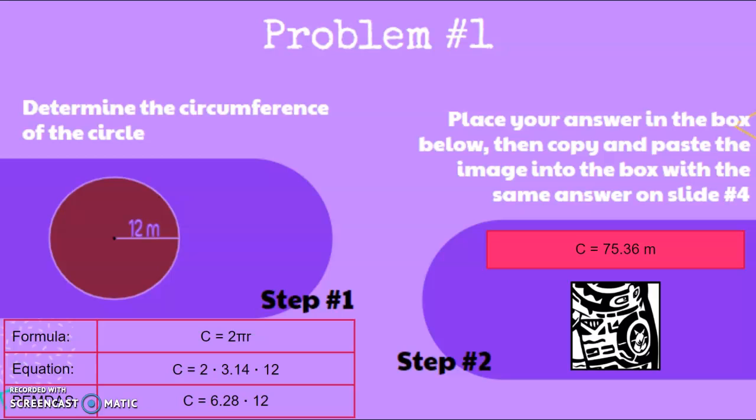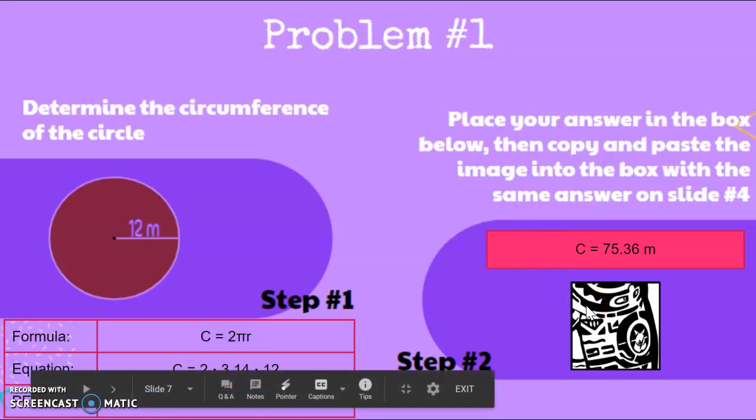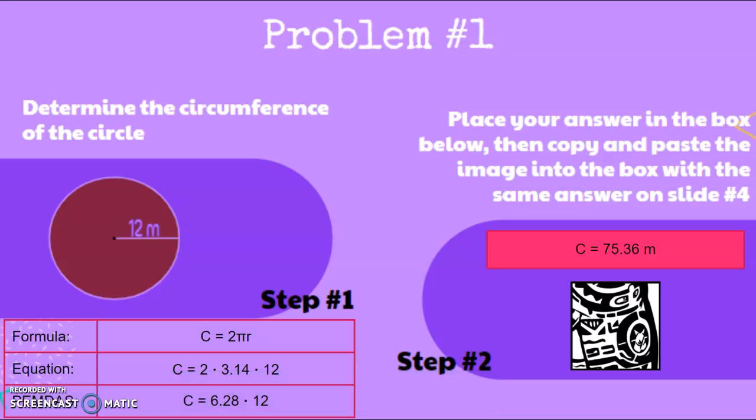I want to make sure that I go ahead and label my answer because the label in the circle is M for meters. And so I go ahead and stick that on my answer. And then I'm going to take this picture here, copy and paste it into the Who Am I slide so that way I can discover who the secret identity is.